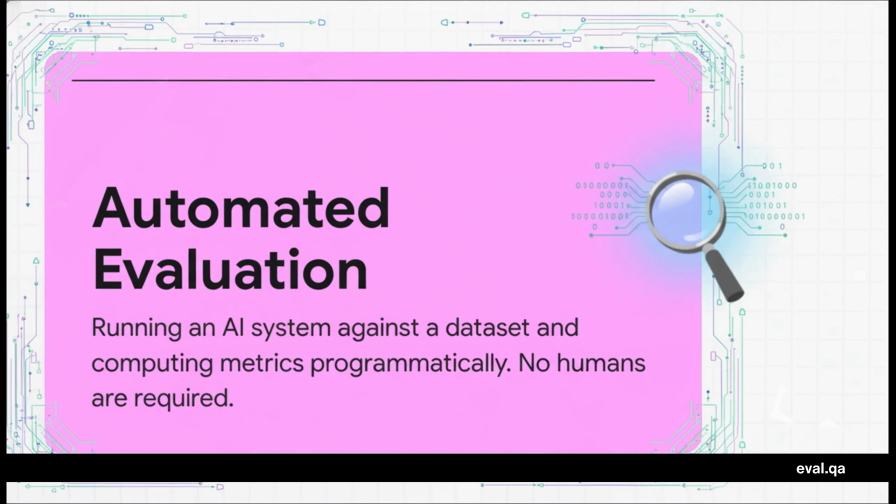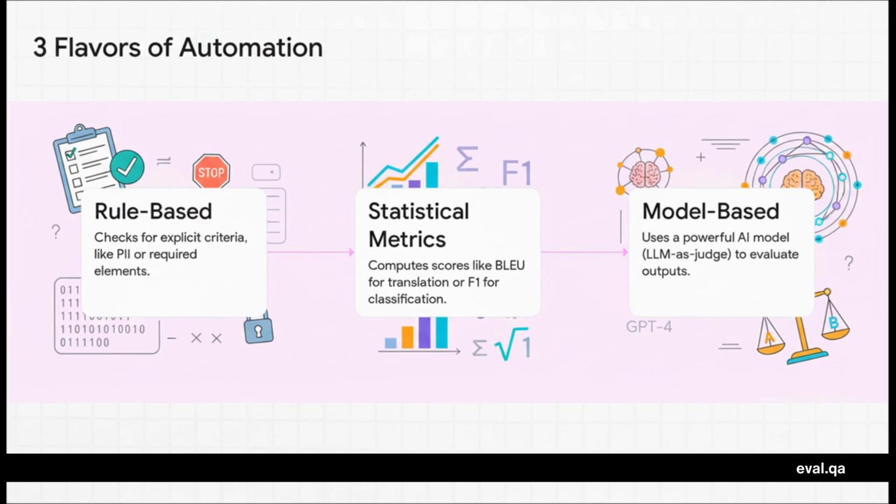You've got a big data set with all the correct answers, and your program just zips through checking how many the AI got right. The key detail? No humans are involved in the actual scoring. That's what makes it so lightning fast. And this isn't just one thing. It comes in a few different flavors.